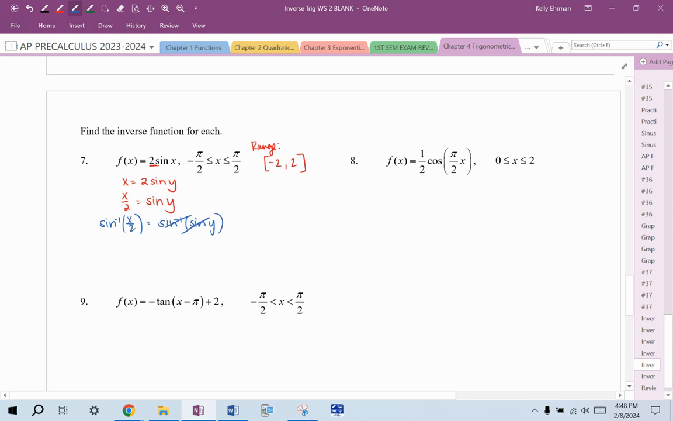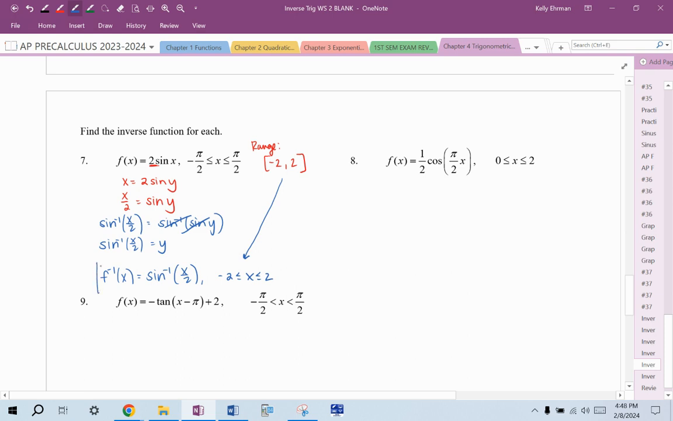Inverse sine and sine can cancel out, and we're just left with y equals. And then for my final equation, I need to make it f inverse equals inverse sine of x over 2. And I also need to create the domain restriction because it's not true that this is graphed forever and ever. It's only for x values between negative 2 and positive 2.